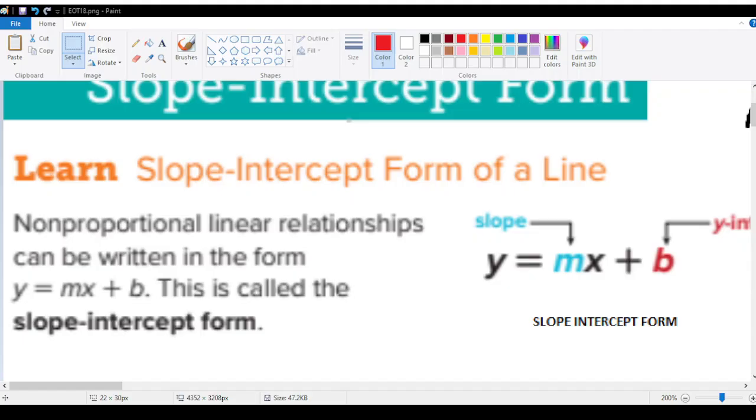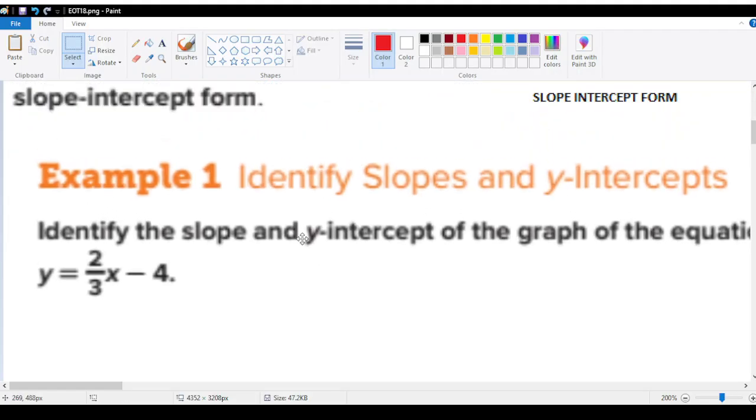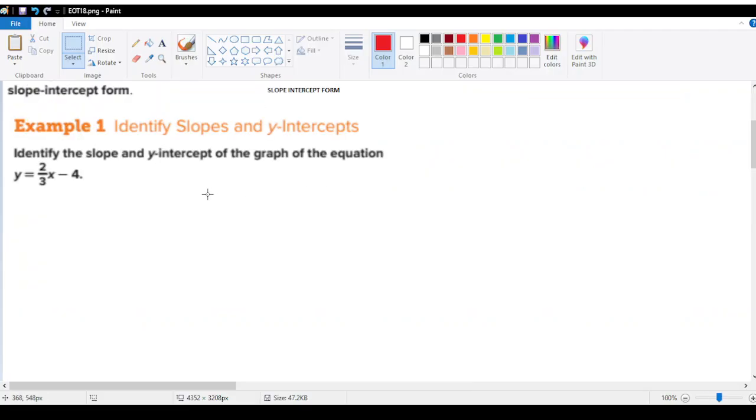Now let's see the first example. Before we see the first example, point number 18, we'll talk about examples from 1 to 6. So let's see the first example here. Now, can you read this example, Shamsa, for me? Identify the slope and y-intercept of the graph of the equation. Okay. Now it's simple and good.